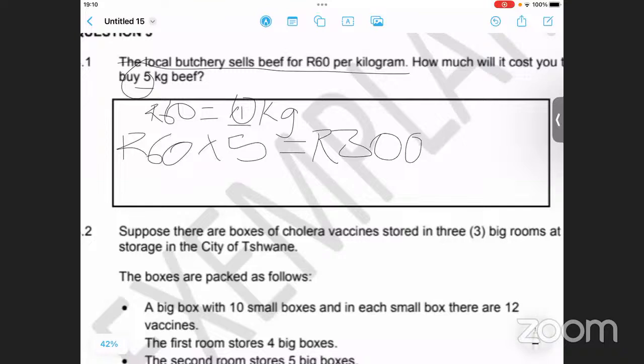300. And do we have any questions? Did you understand how we do it? Yes. Okay. If they said the local butchery sells beef for 60 rands per kilogram, how much will it cost you to buy 10 kg? Not 5, but 10. How are you going to do it, and what is going to be your answer?